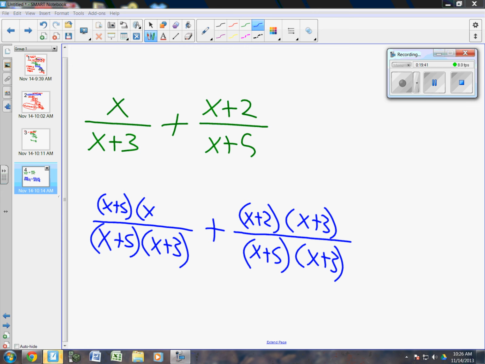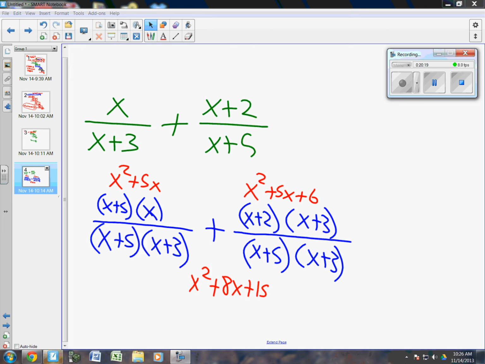So you had to multiply the other ones by the denominator of the other ones, so to get the common denominator. So right here, our common denominator is x plus 5 times x plus 3, right? So if I multiply these out, and I'm going to write them above it. This is going to end up being x squared plus 5x. This one's going to end up being x squared plus 5x plus 6. And the common denominator is going to end up being x squared plus 8x plus 15, right?